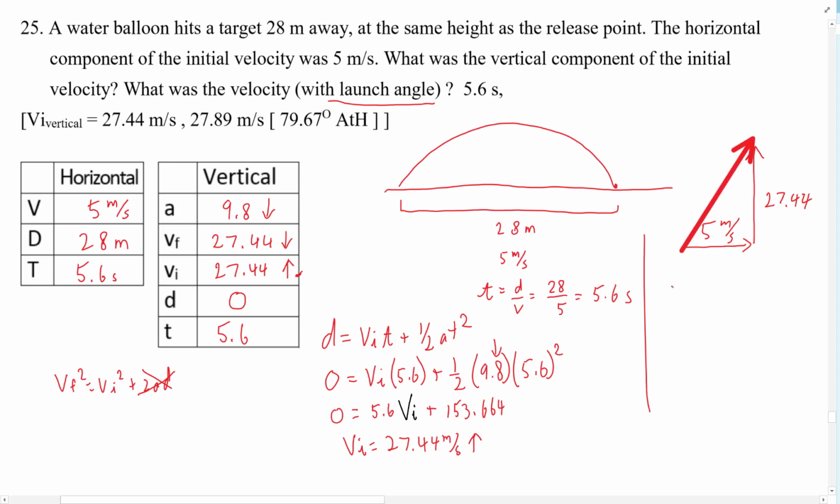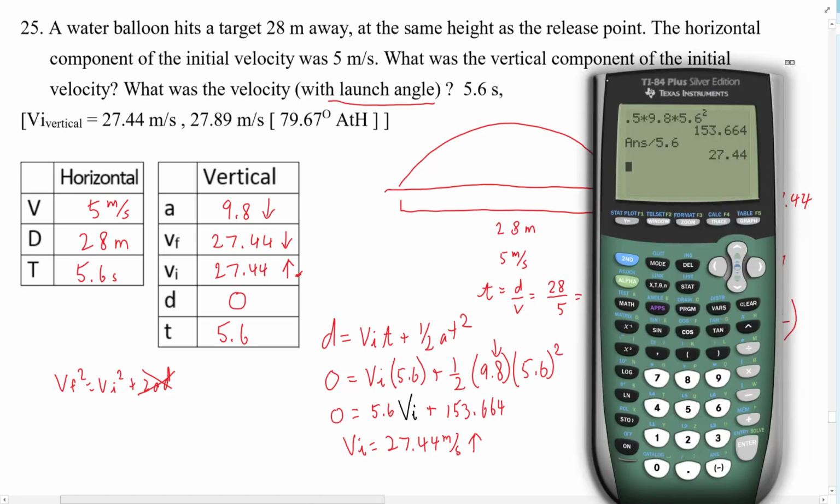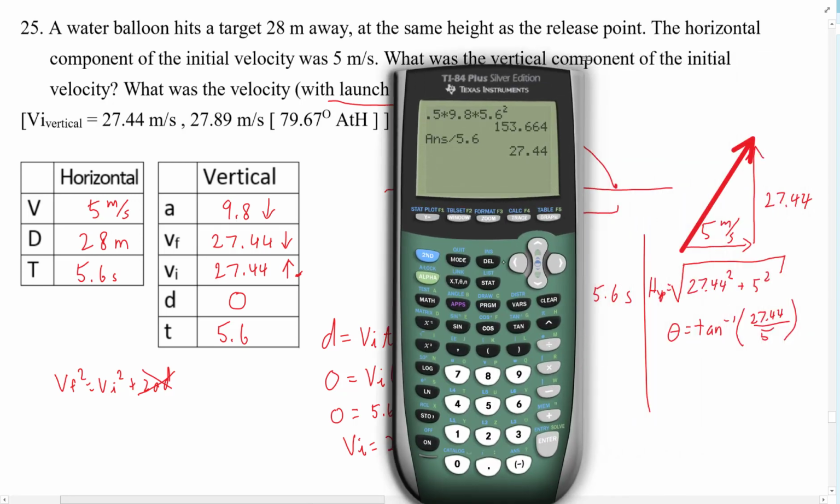So we take the square root of 27.44 squared plus 5 squared, all square rooted, and then to get the angle, because that'll get us the hypotenuse, the angle will be the inverse tan of the vertical over the horizontal. Now we pull up Mr. Calculator. Square root of that number squared plus 5 squared.